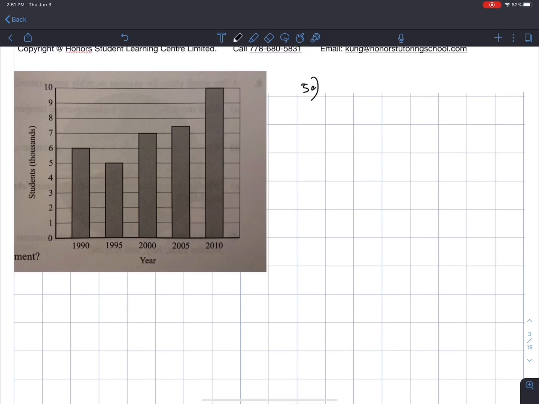5A. What was the enrollment in year 2000? You see that there's 7, and these are in thousands of students. So just 7,000 students. B. Between which years was there a decrease in enrollment? So between which 2 years? It will be 1990 to 1995. There was a decrease in enrollment.